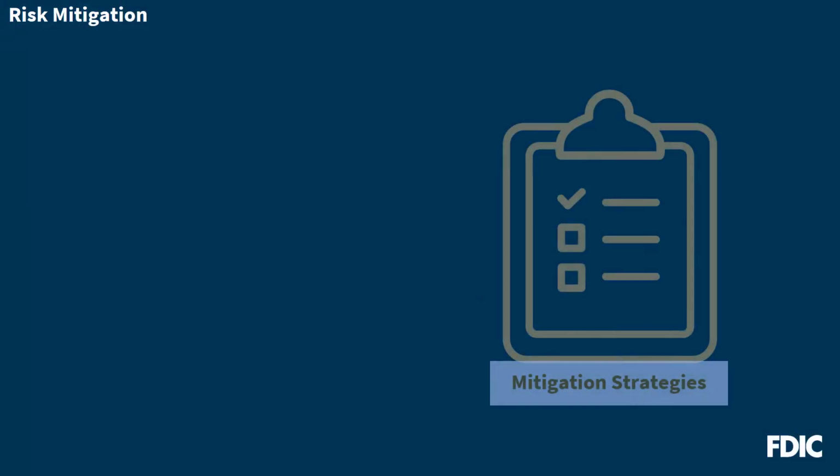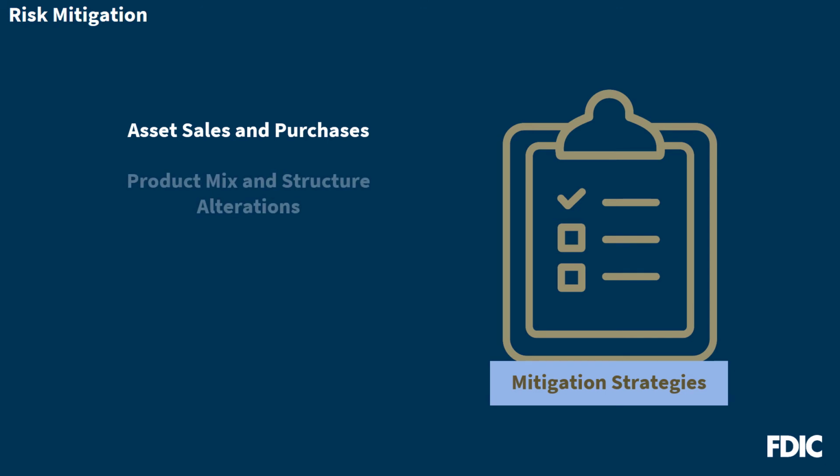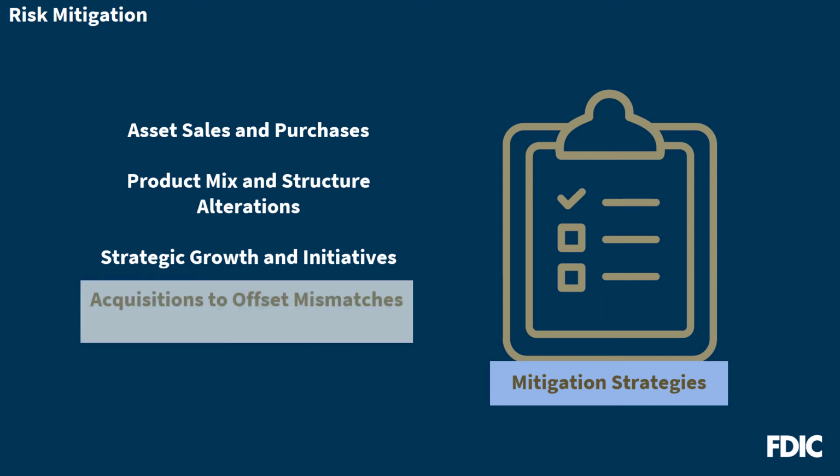Balance sheet alteration is the most commonly used interest rate risk management method. It can include asset sales and purchases, product mix and structure changes, and strategic growth and other initiatives. Such strategies include acquiring liabilities and assets that can offset pricing and maturity mismatches and option characteristics. Another approach, duration matching, attempts to better align the duration of assets with the duration of liabilities.